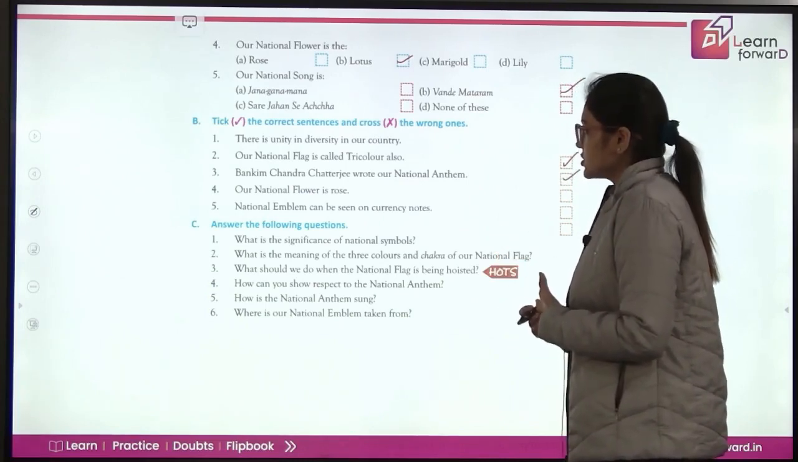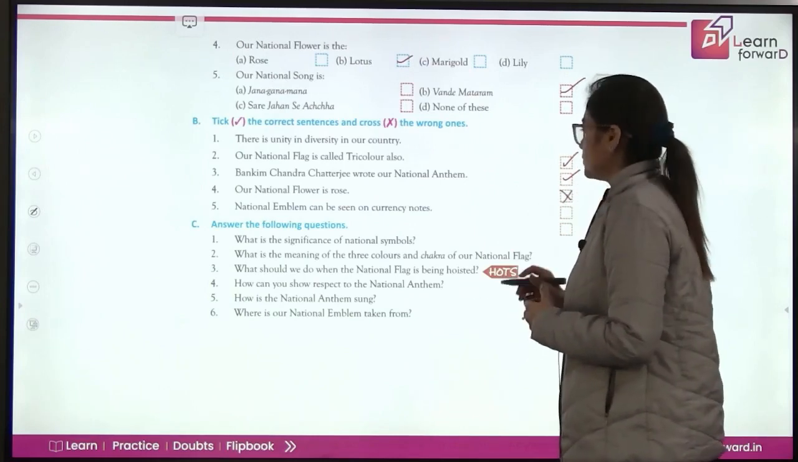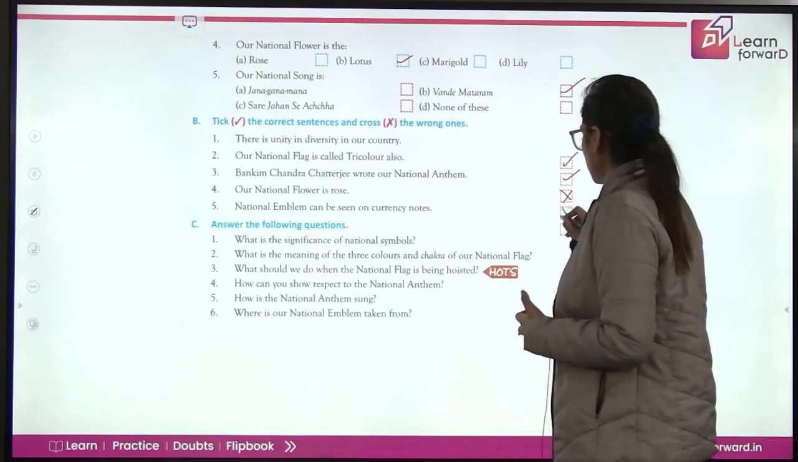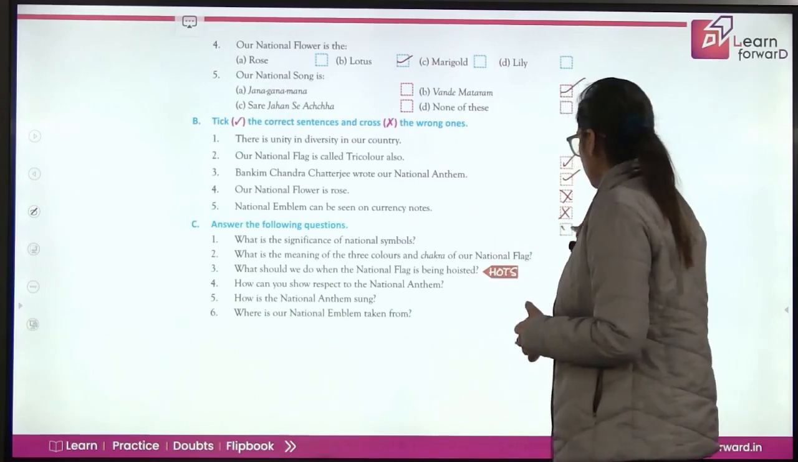Bankim Chandra Chatterjee wrote our national anthem. No, he wrote our national song. So this is not correct. Our national flower is rose. No, it is lotus. This is also wrong. National emblem can be seen on currency notes. Yes, it can be seen on currency notes.